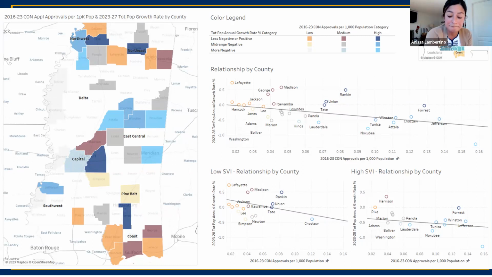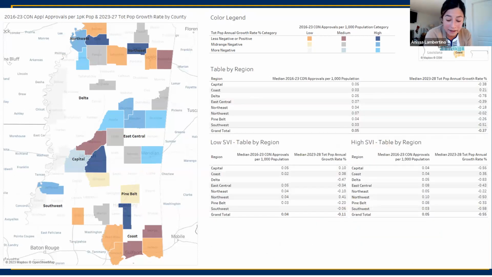So let's see, if we go to the next slide, we see then for the aggregated values, I think what popped up the most to me is that the only positive median growth rate in the high social vulnerability category or regions was the coast region. It was the only positive. Otherwise, everything else was negative growth in terms of total population.